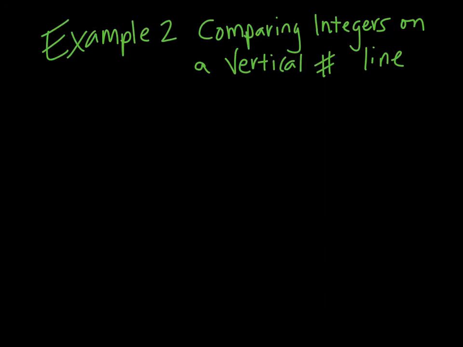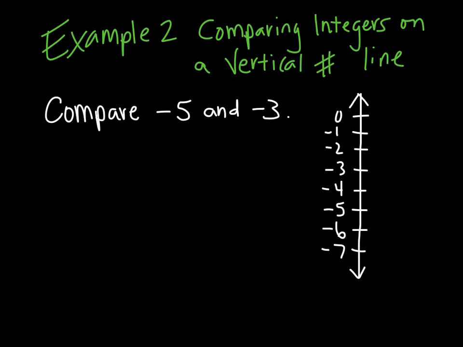Example 2 is comparing integers on a vertical number line. So this time we're going to compare -5 and -3. So if we have our vertical number line, I want you to notice something, that the 0 starts way up here. That's acceptable, especially when you have a vertical number line like this, because we're comparing -5 and -3, so it's easy to compare like that.